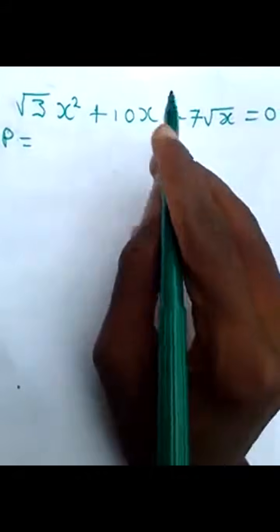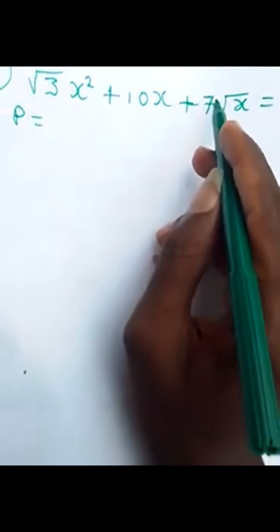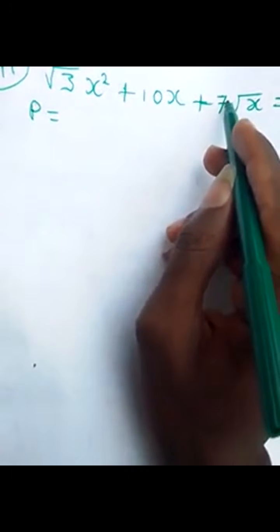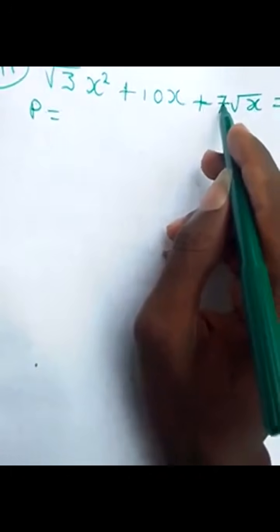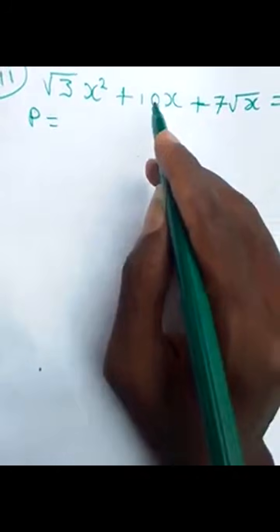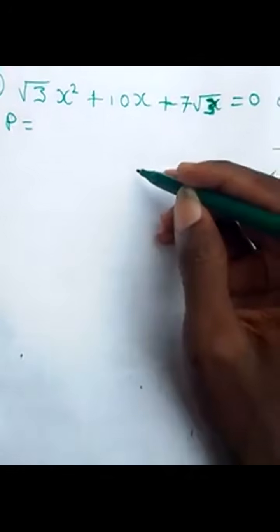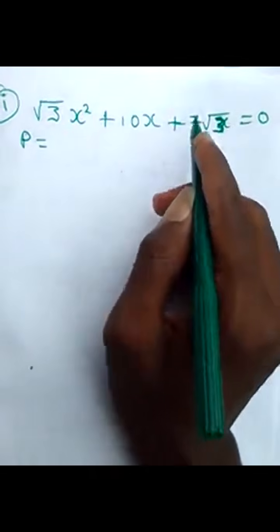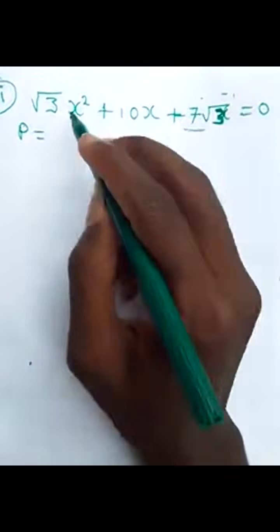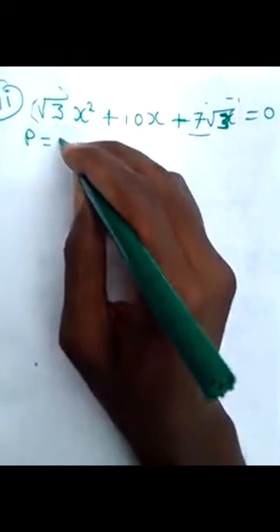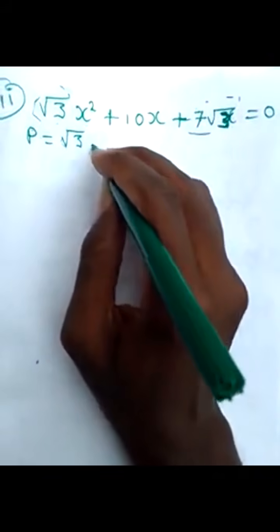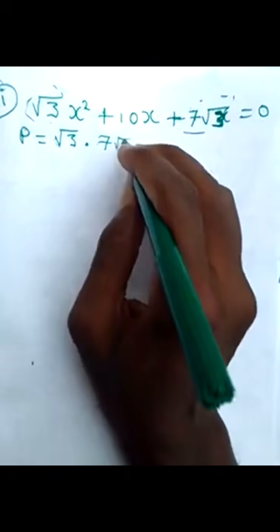Product, we get it when you multiply. When I multiply this one times, no, this way. There should be 3 here. Yeah, so there should be 3 here. Okay, so product, you get it when you multiply what is here times what is here. In this case, square root of 3 times 7 square root of 3.